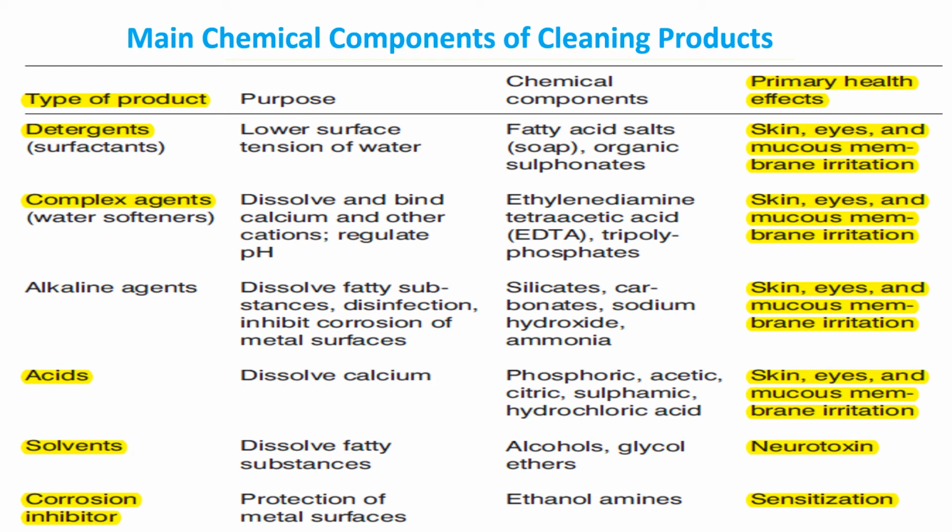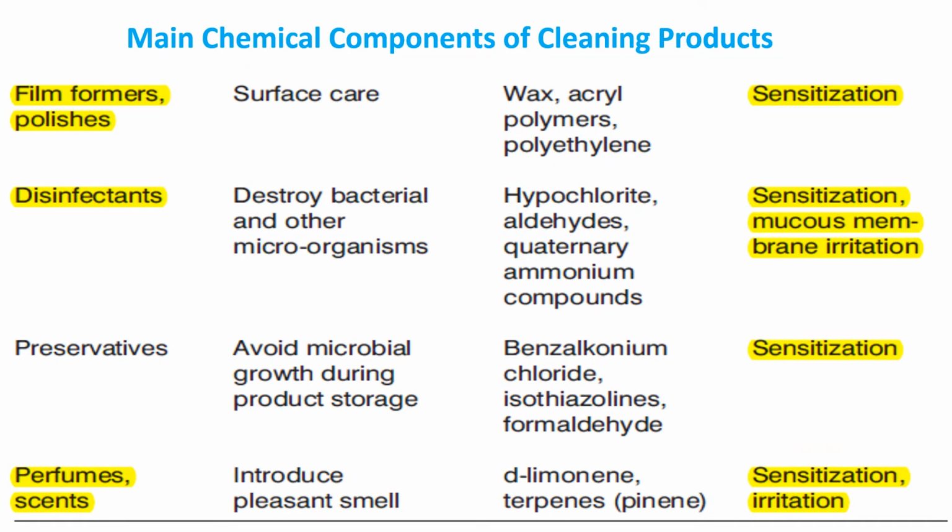Main chemical components of cleaning products. Each type of cleaning product is here, with the primary health effect in front of it. Please print and use it for choosing the detergent in your hospital. This is the complete table from the last slide.